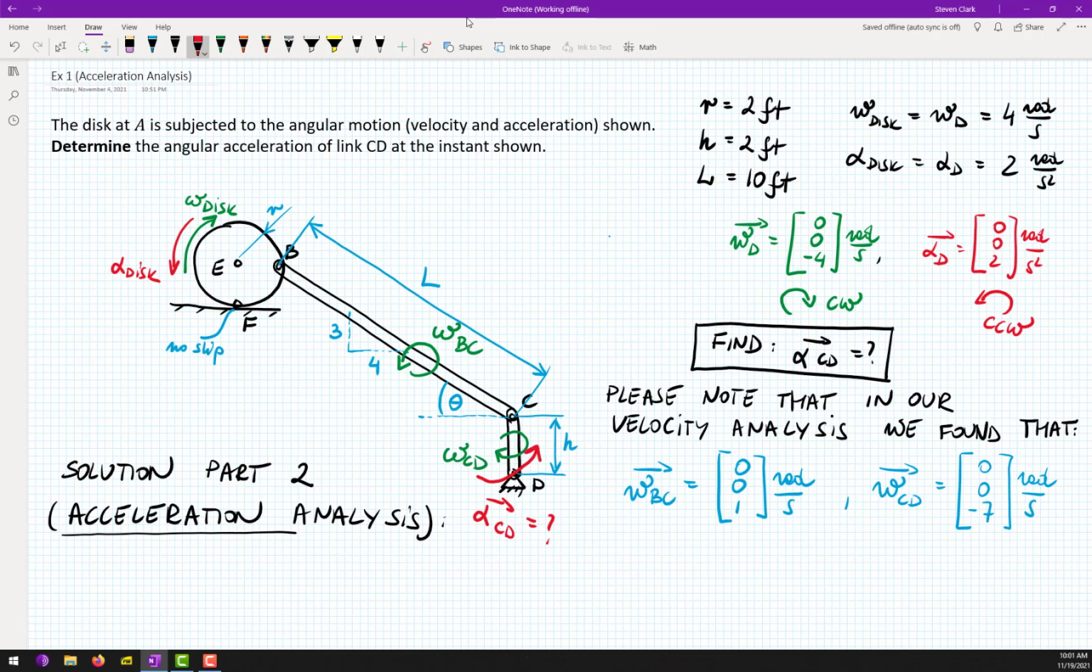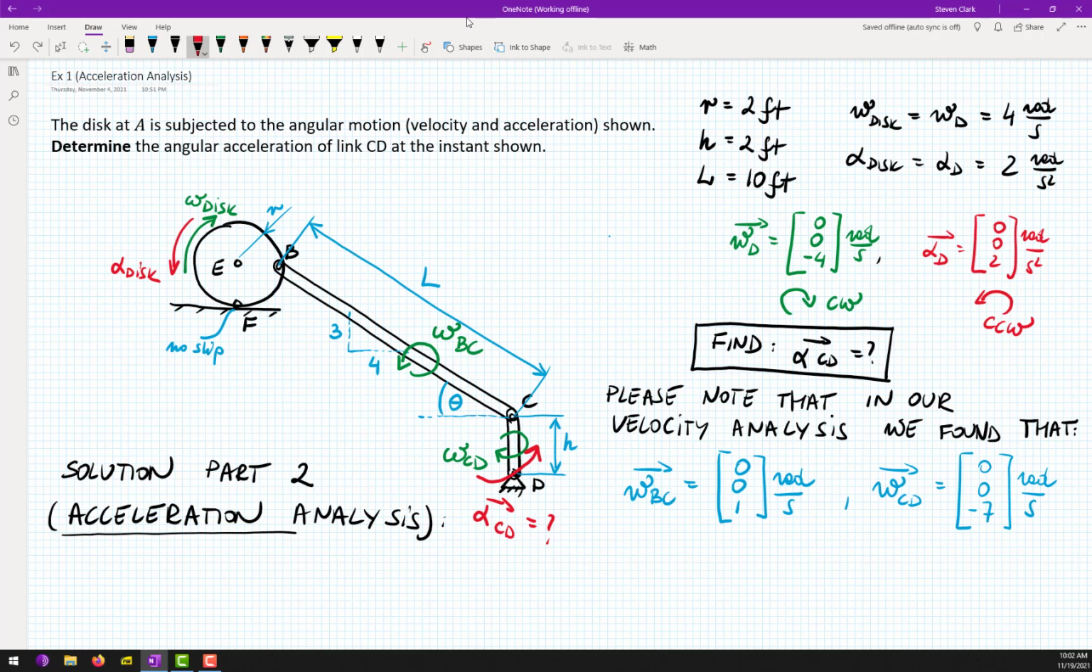In the pre-class assignment, I ran velocity analysis for that system, and these are our findings from that velocity analysis. We know what omega BC is, and we also know what omega CD is. So we know omega of these two links. That was the whole point of running velocity analysis.